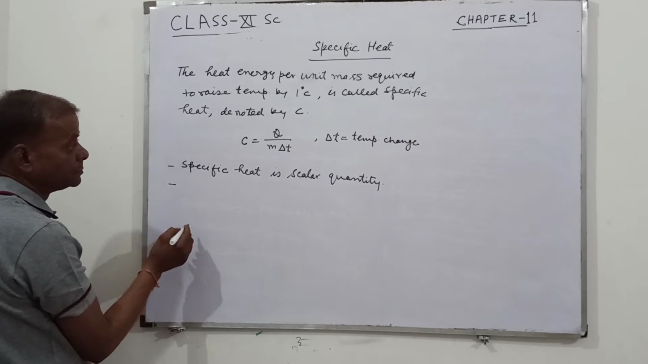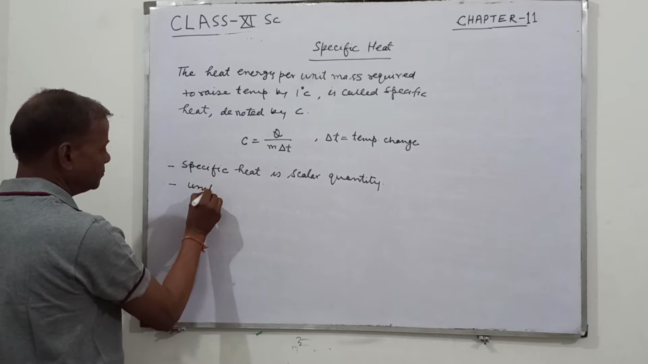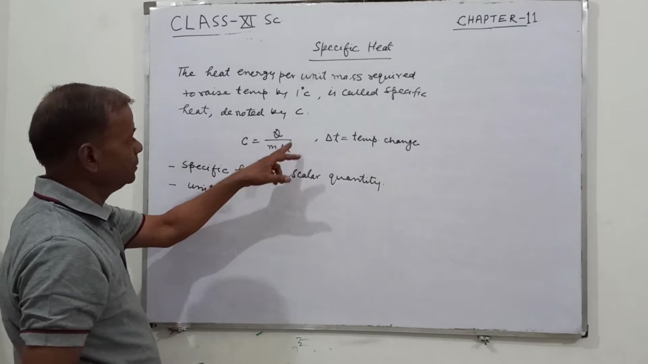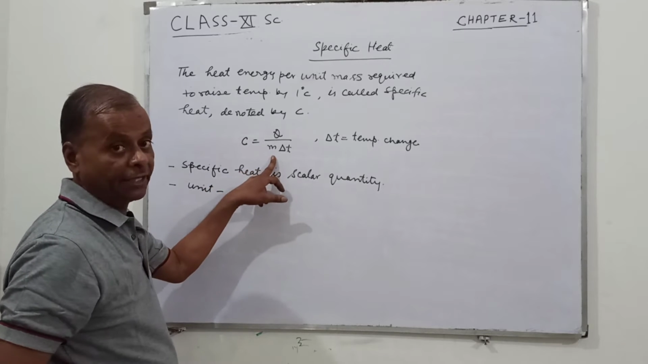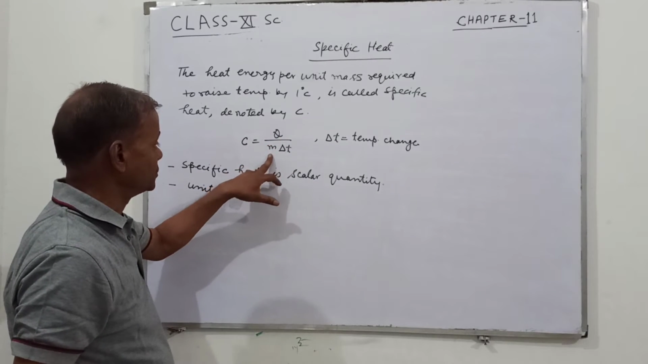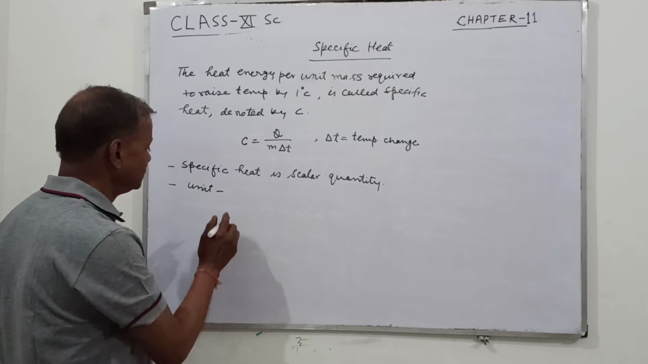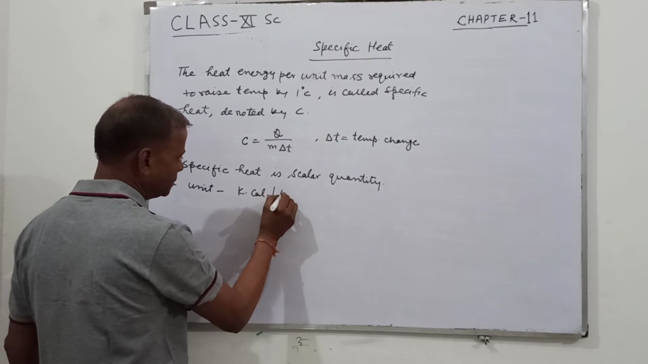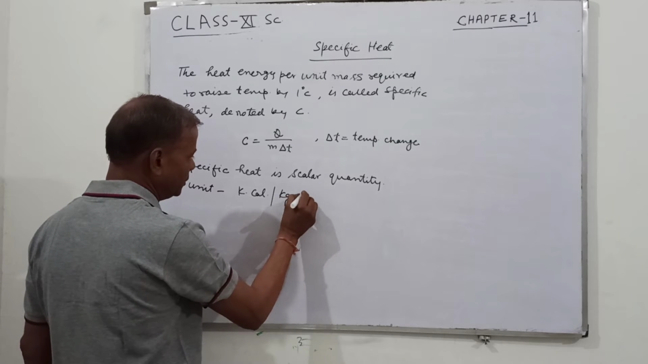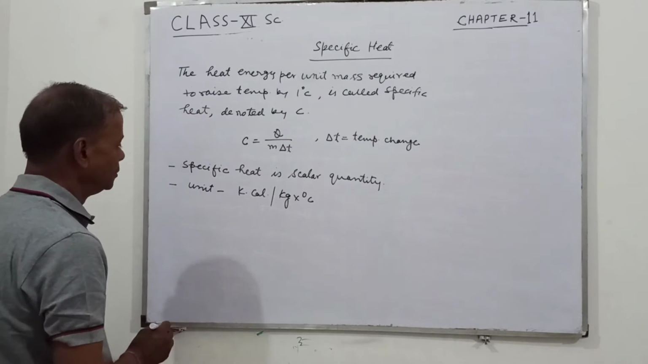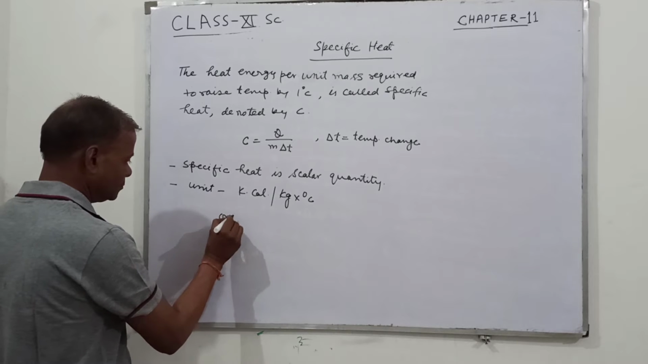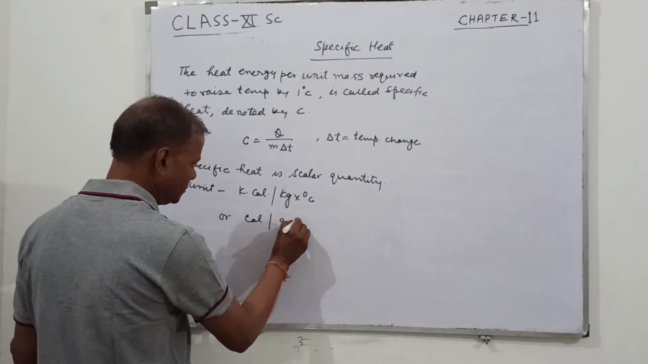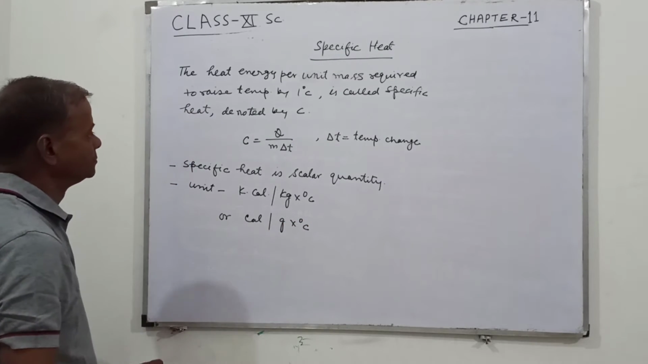You can see the unit. This is measured in calorie. If we take in the MKS case, then this is kilocalorie per kilogram degree centigrade, or calorie per gram degree centigrade.